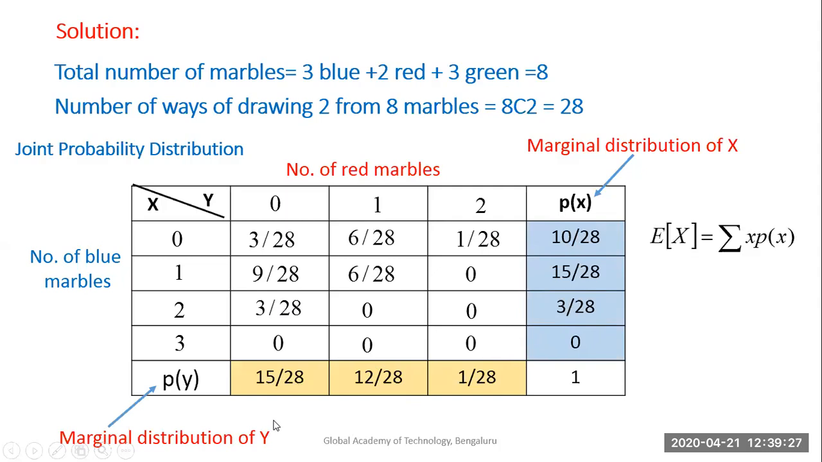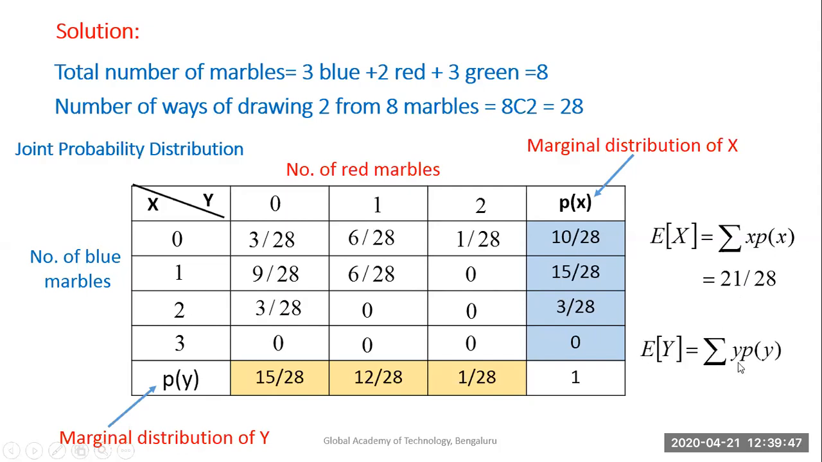Next, we want the expectation of x, which is summation x into p of x. So it is sum of x into p of x. It is 0 into 10 by 28 plus 1 into 15 by 28 plus 2 into 3 by 28 plus 3 into 0. So this comes as 21 by 28.